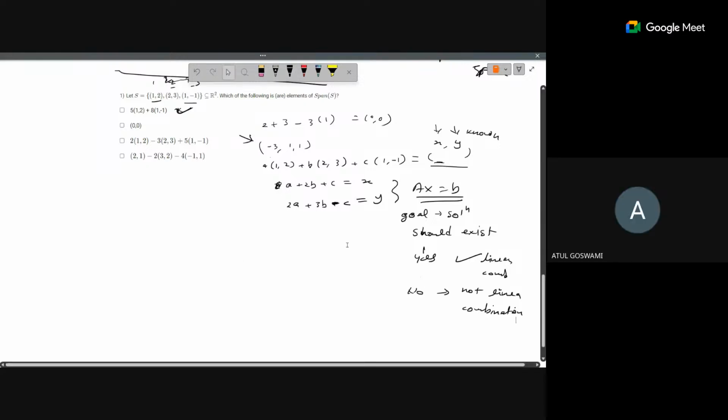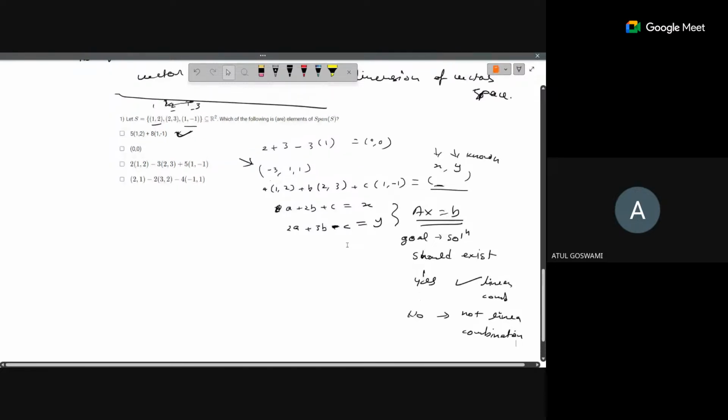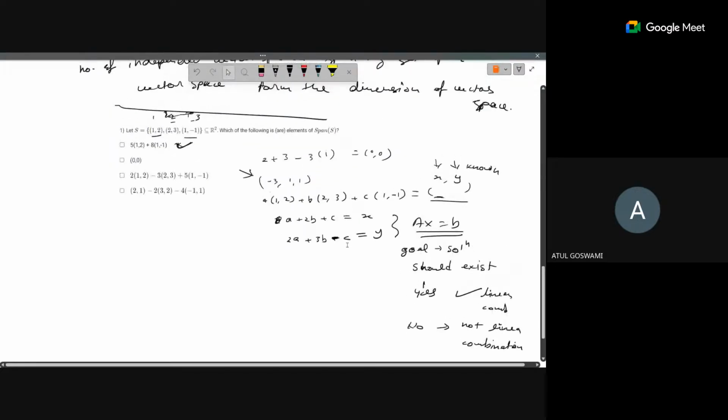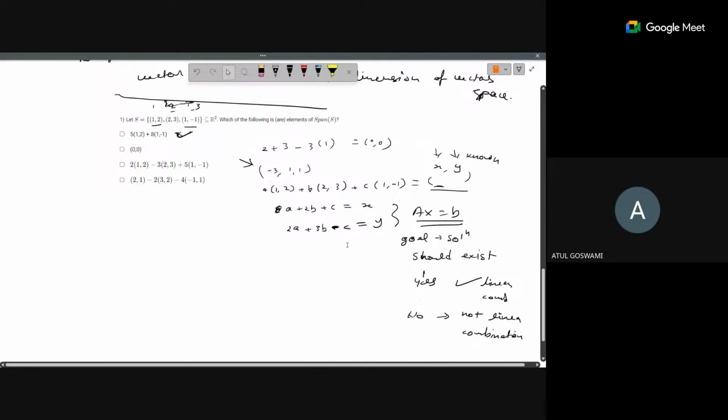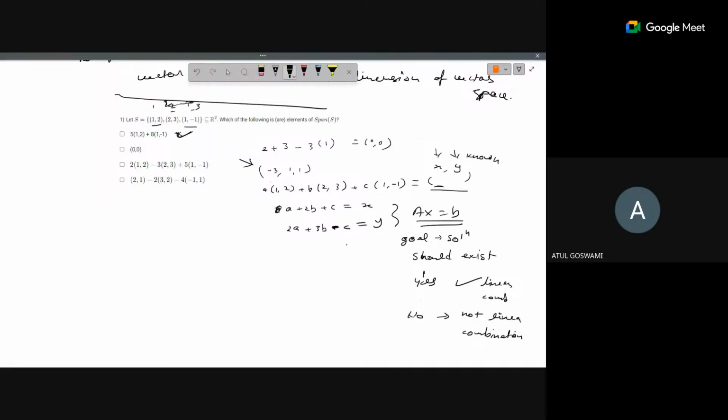Okay, so this is how we do this. This looks like a very lengthy process, right? Yes. But this is the correct way to solve this.